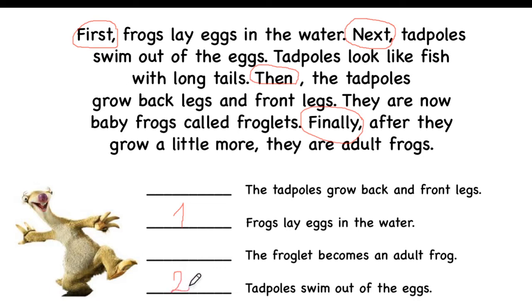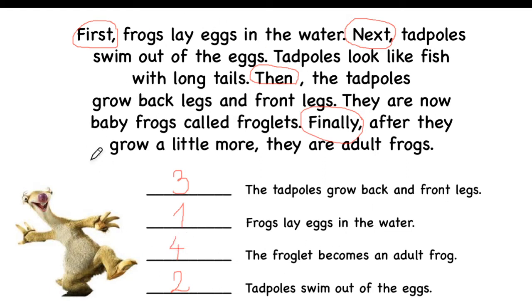What happens next after the tadpoles swim out of the eggs? Are they going to grow back and front legs, or are they going to become an adult frog? Yes, they are going to grow back and front legs. That is the event number 3. And what is the last event that happens at the end? They become the adult frogs. The tadpole or froglet becomes an adult frog.